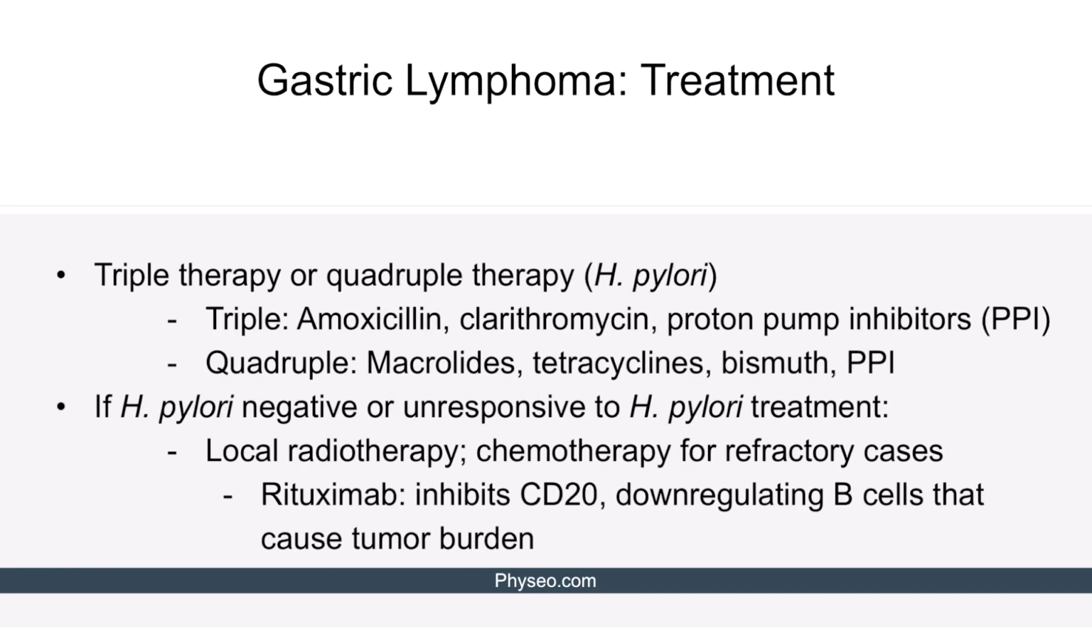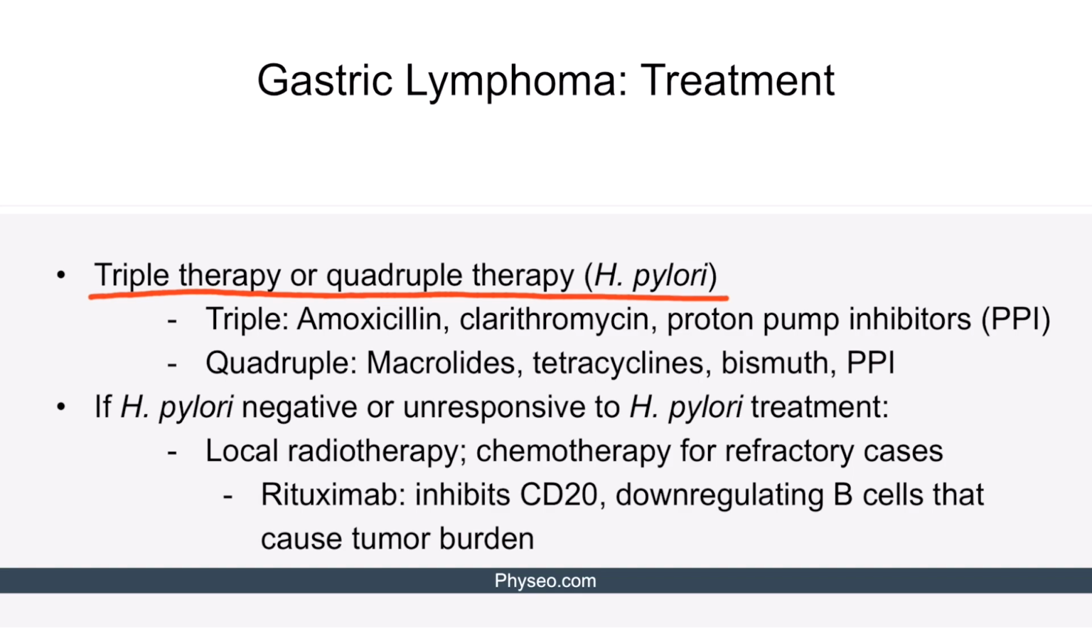The treatment for gastric lymphoma includes treating the H. pylori infection if present. Especially in early stages, eradication of H. pylori infection can be sufficient in treating MALT lymphoma. Treatment includes triple therapy or quadruple therapy. Triple therapy includes amoxicillin, clarithromycin, and proton pump inhibitors. On the other hand, quadruple therapy is provided in cases of penicillin allergy. This is comprised of macrolides, tetracyclines, bismuth, and proton pump inhibitors.